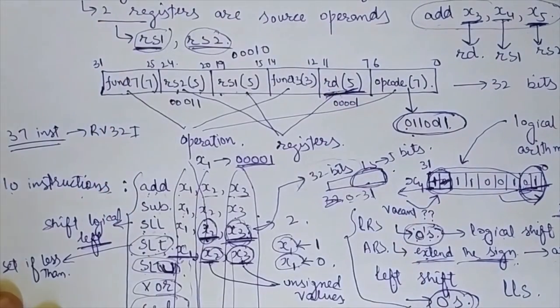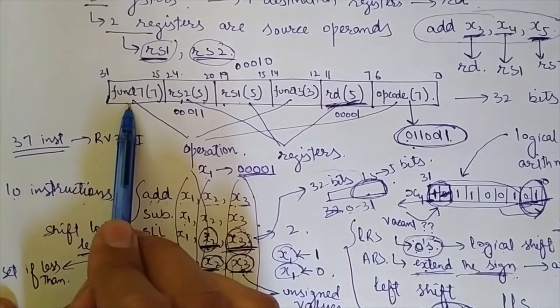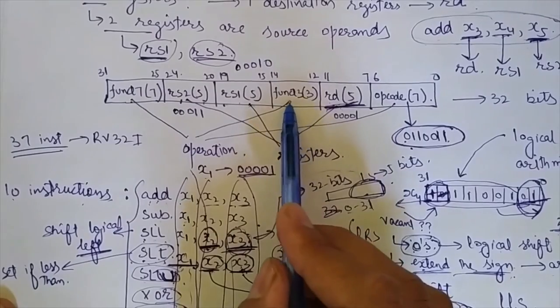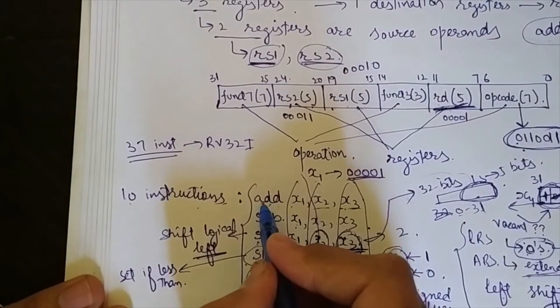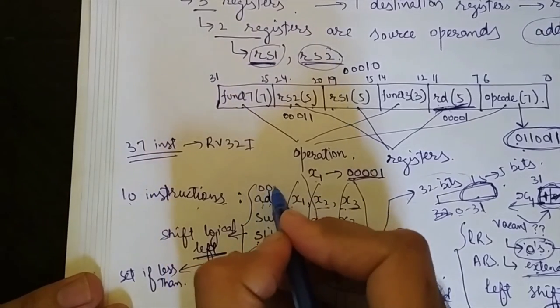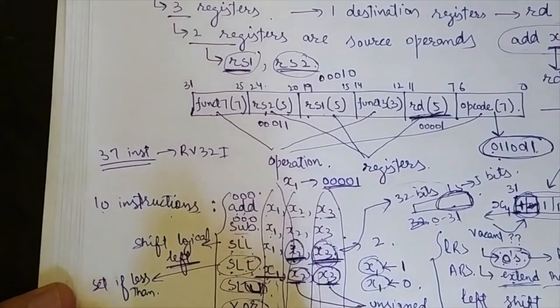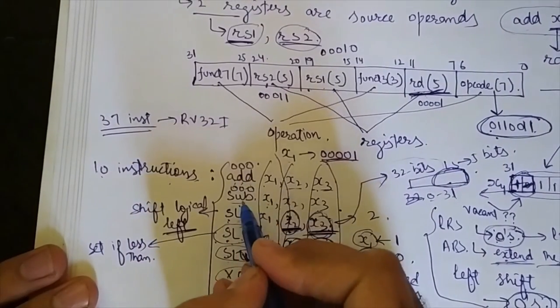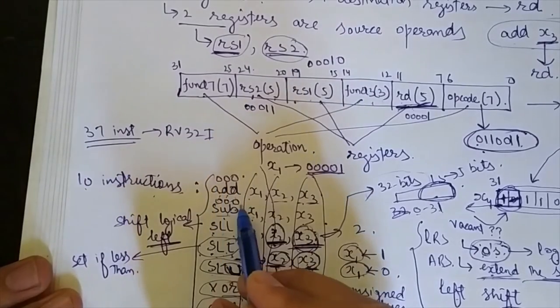00011. Now, which one is remaining? FUNC3 and FUNC7 are remaining. Okay, FUNC3: how many bits are for FUNC3? These are 3 bits. For add, it is 000. For sub, it is 000. Okay, add and sub both have the same FUNC3, 000 and 000.